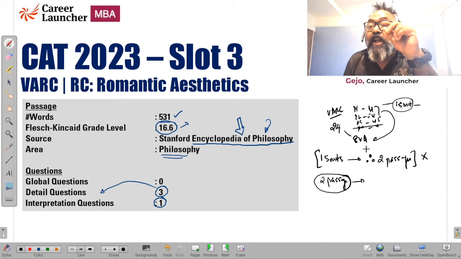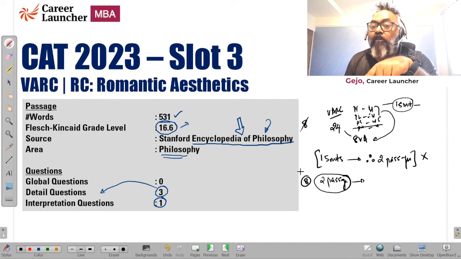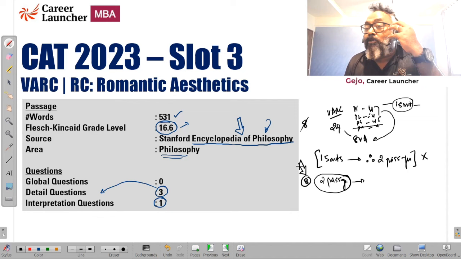Now you want to ensure that out of the 8 questions, you have rejected the other 8 questions straight away. You have told yourself that I will solve only 2 passages. Therefore, now you want to get all these 8 questions correct. So you'll read the passage once, twice. You'll get stuck in every question. But you'll fight through, and therefore you spend 15 minutes per passage.